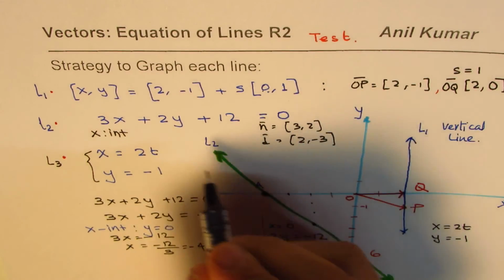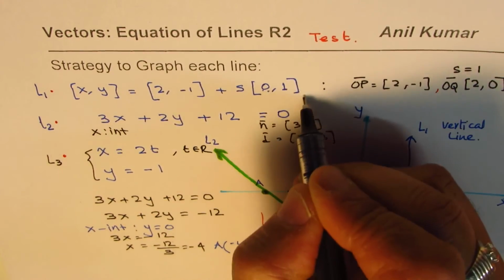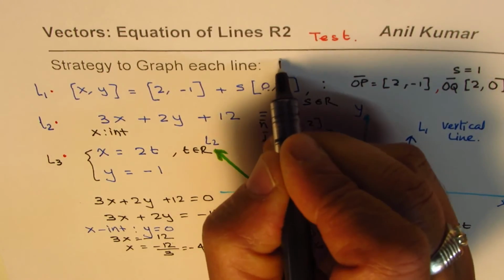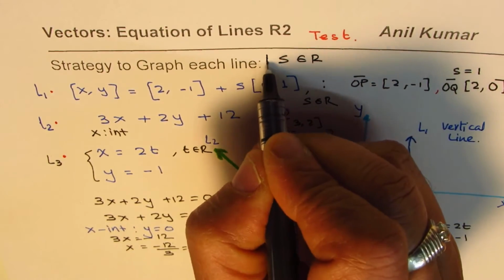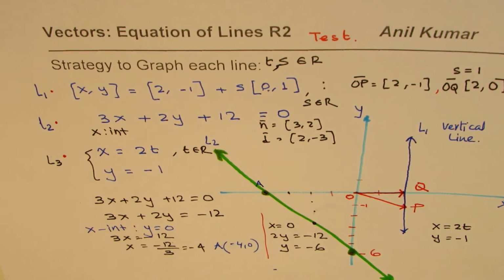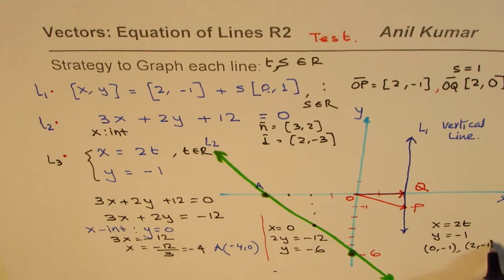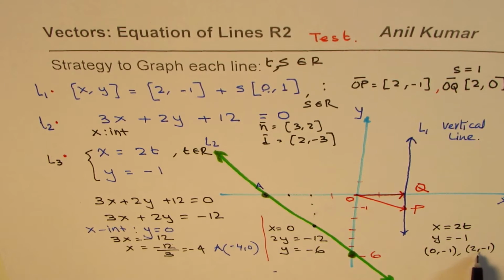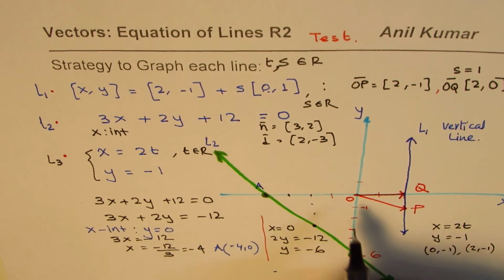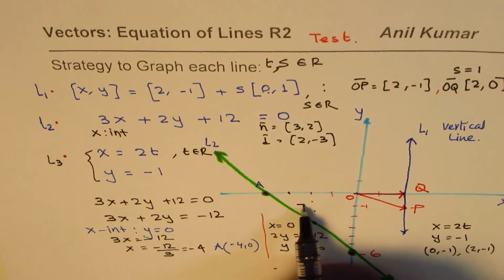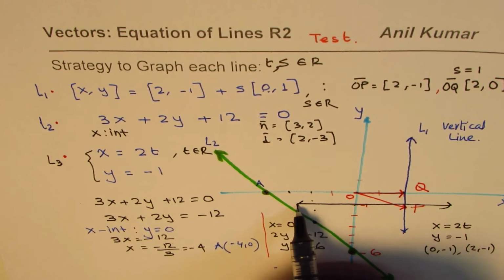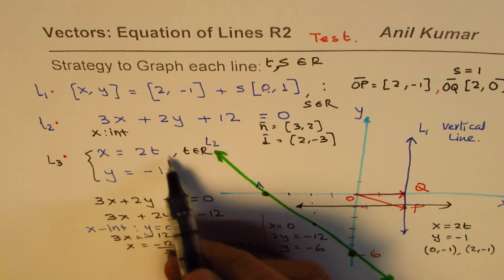Let me write down. In all these equations, t belongs to real numbers, s belongs to real numbers, right? So let me write, s belongs to real numbers and t also belongs to real numbers. So the coordinate points could be, if I write t as 0, for example, it becomes (0, minus 1). If I write this as 1, I get (2, minus 1), and so on, correct? So minus 1 is kind of common, and x can have all values. So basically, it is a horizontal line like this. Is it okay? So it's a horizontal line, and this line is what you have here, right?